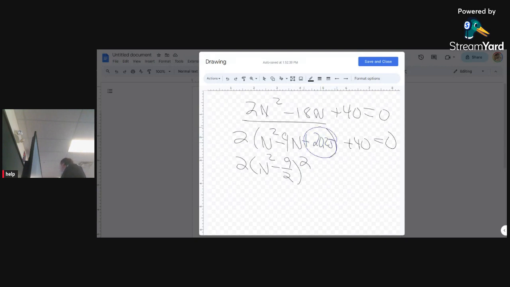20.25. Let's see, I added 20.25, but since it's being multiplied times 2, I really added 40.50. So if I added 40.50, I need to turn right back around and subtract out 40.50. And I already had this plus 40. I know it sounds crazy, but wait a minute. 40 minus 40.50 is what? That's right. It's a pretty simple number. It is minus 0.50, minus 50 cents.